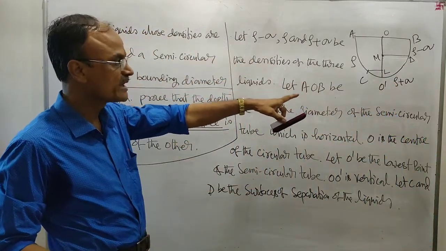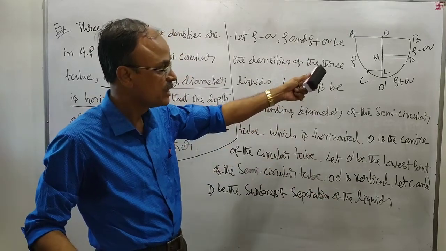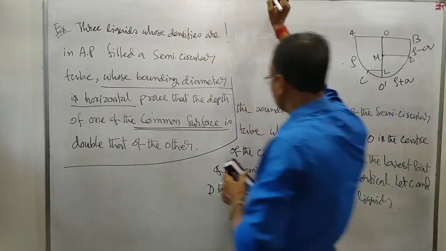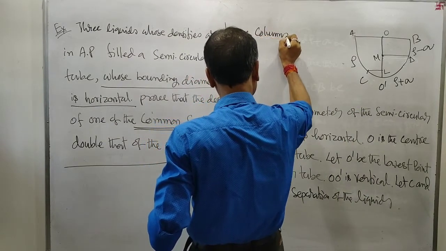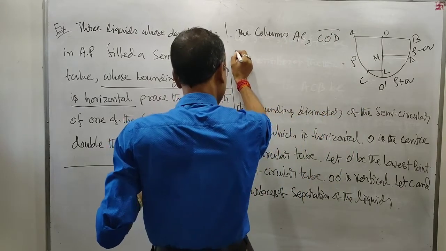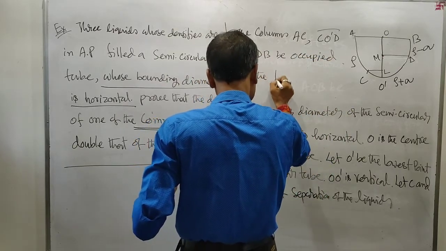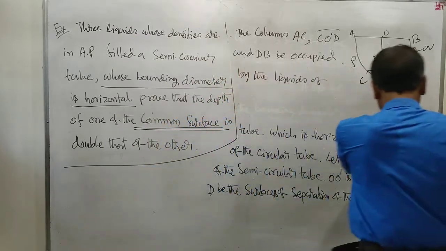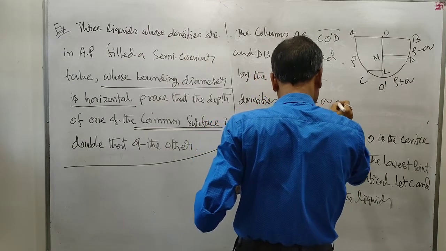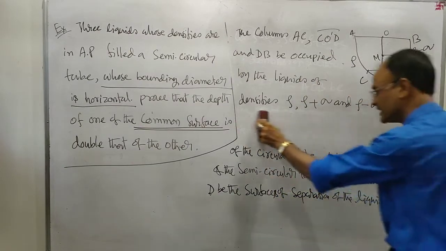What does it mean? In other words, we may write: let the columns AC, CO dash D, and DB be occupied by the liquids of densities rho plus sigma and rho minus sigma respectively. In other words, you may write like this: the columns AC, CO dash D, CD and DB be occupied by the liquids of densities rho plus sigma and rho minus sigma respectively.